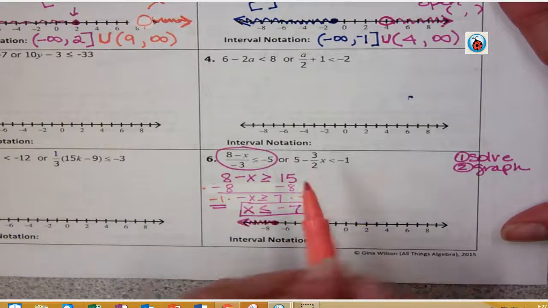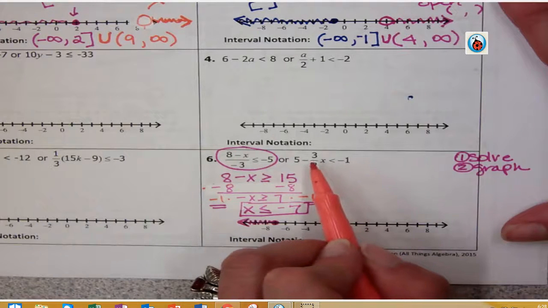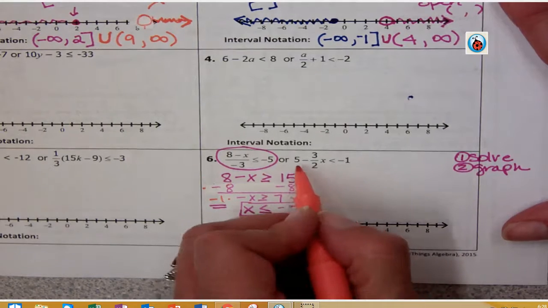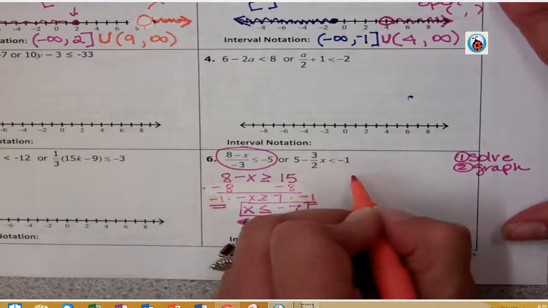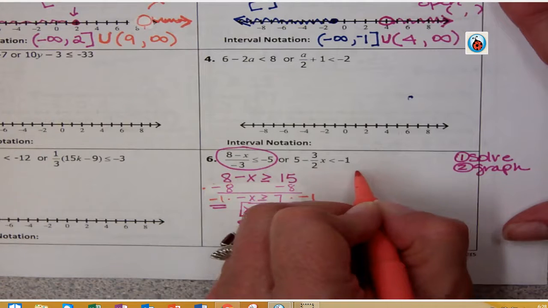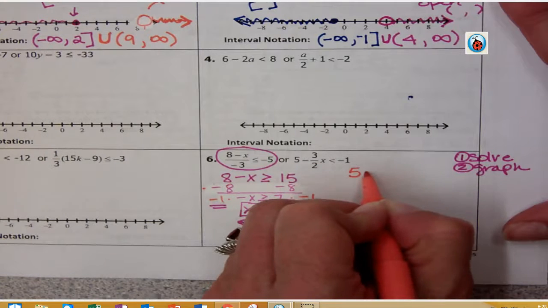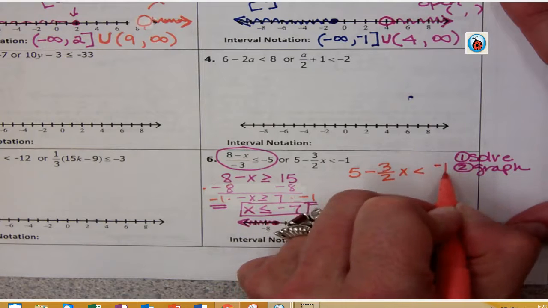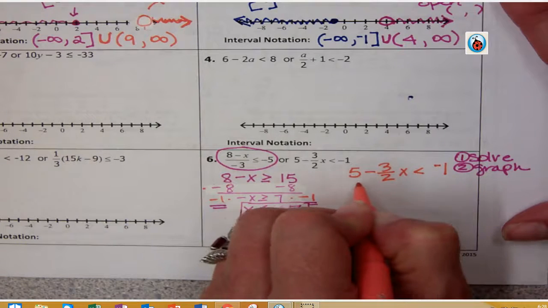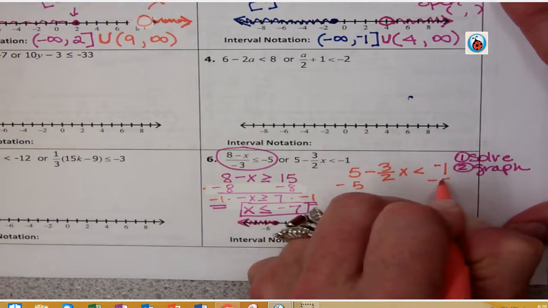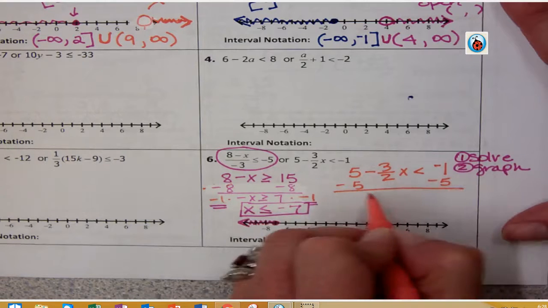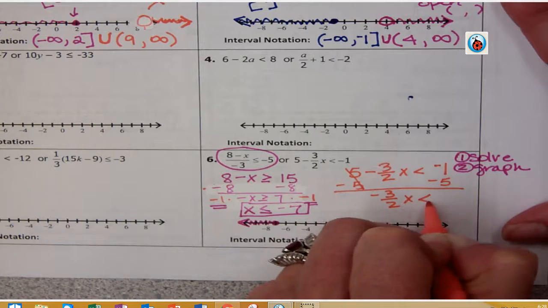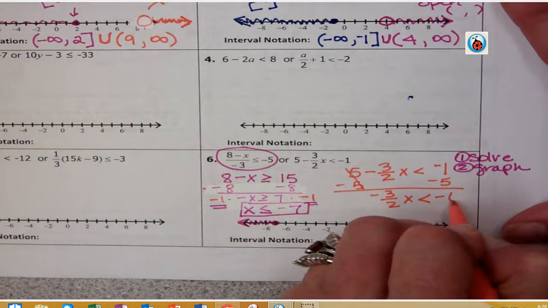Now this next problem, the fraction is not the only thing on this side of the equation, so before we multiply everything by 2 to get rid of the fraction, we need to get everything else on the other side of the equation. So I'm going to subtract 5 from both sides. So 5 minus 3 halves x less than negative 1. I'm going to subtract 5 from both sides, and I'm left with negative 3 halves x less than negative 6.